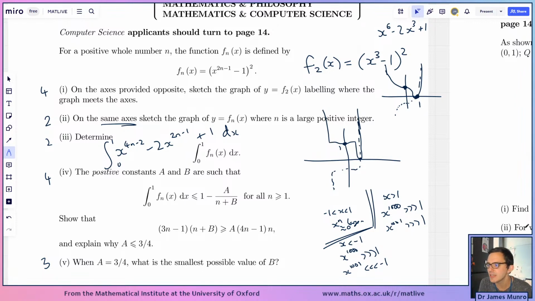Are we supposed to label any points? Oh yeah, we were supposed to label where the graph meets the axes. Oops, I skipped that entirely. 1, 1, done. 1, 1, there we go.